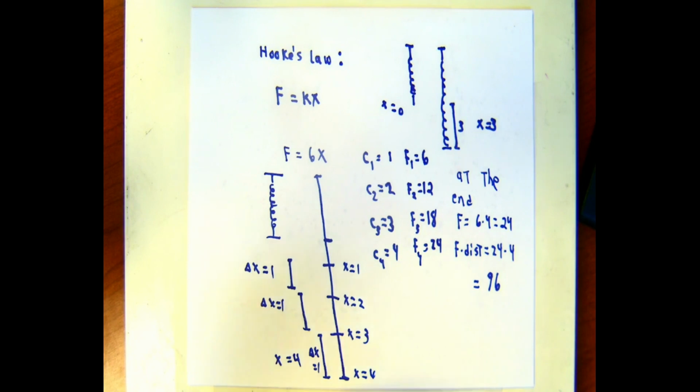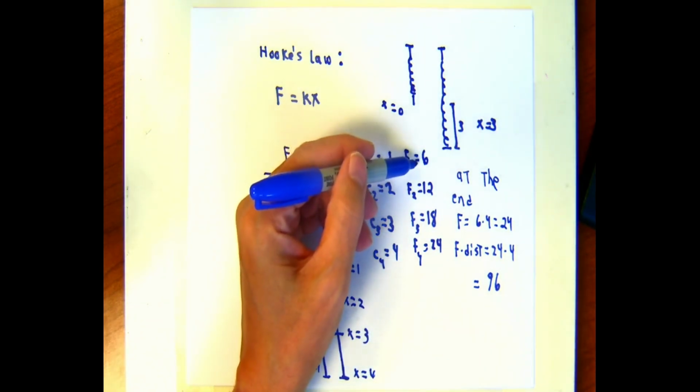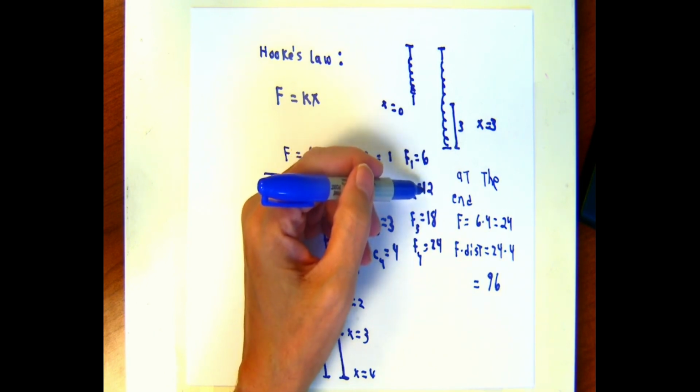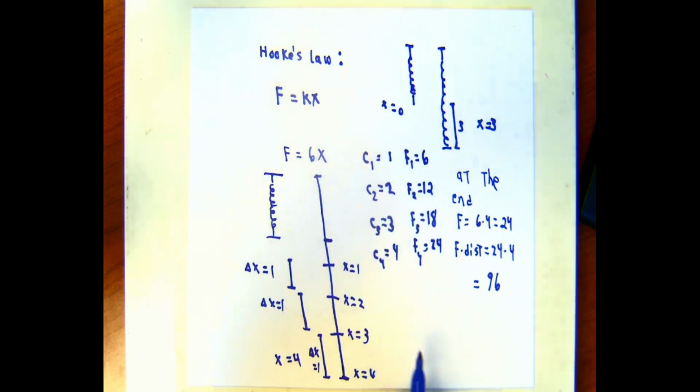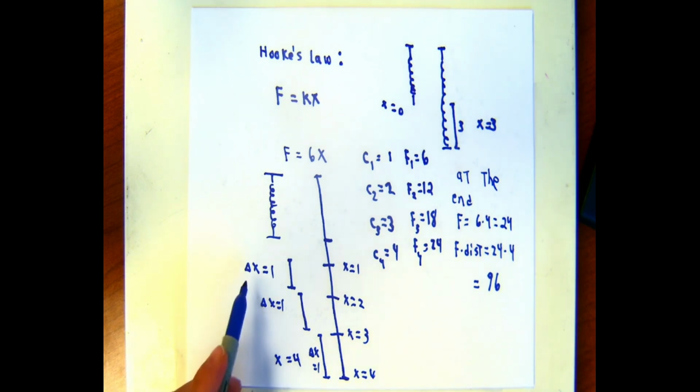So early on, only 6 pounds of force were needed to change the position by 1 unit, but then 12 were needed, and 18, and only at the very end was 24 needed. I need to multiply each of these force values by the corresponding delta x, all of which are 1 in this case, which will make life easy.